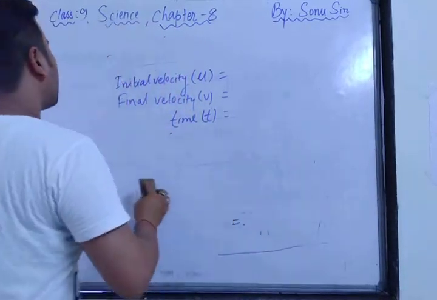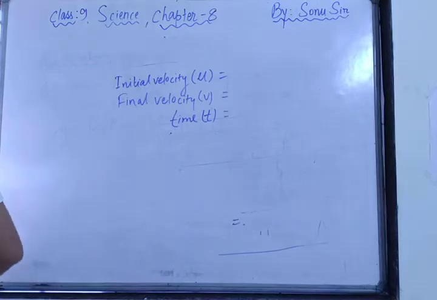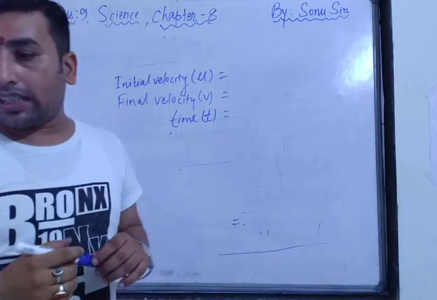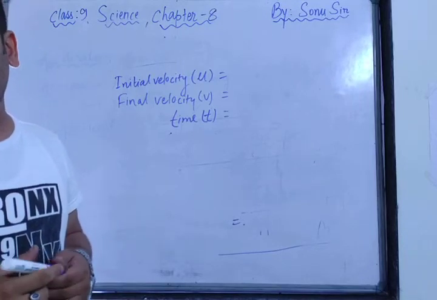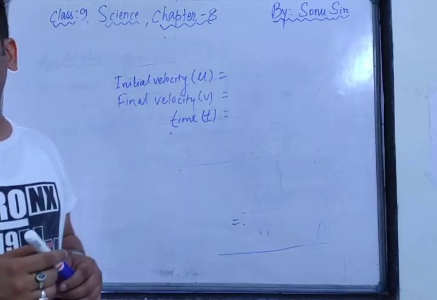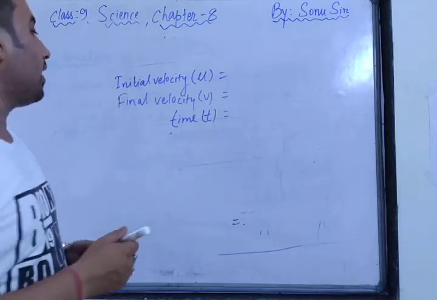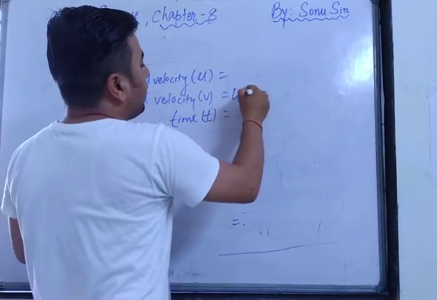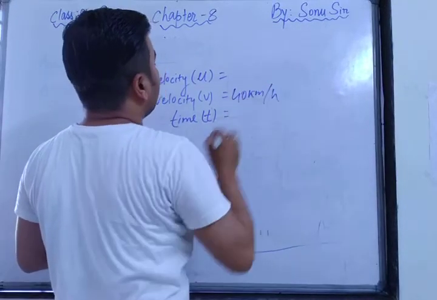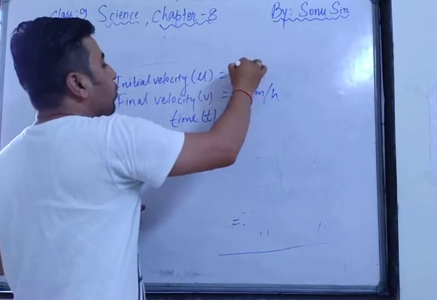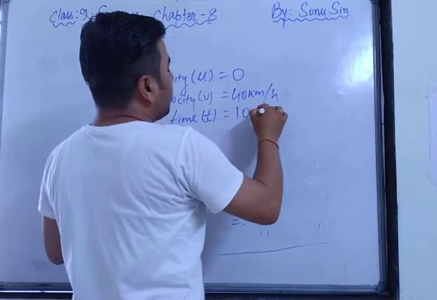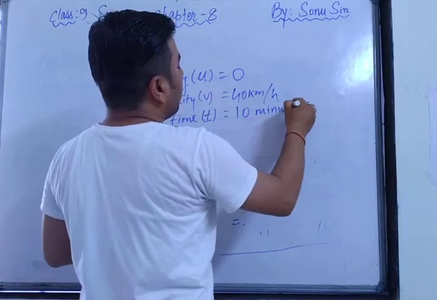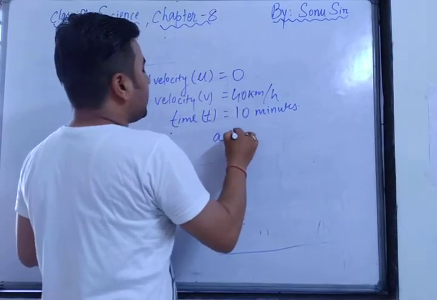See here, in the next question, they just want to ask you about the acceleration. The train starting from a railway station and moving with a uniform acceleration attains a speed of 40 km per hour. Final velocity is 40 km per hour. Initial velocity 0. Time taken is 10 minutes. What do you have to find? Acceleration. A is equal to what?